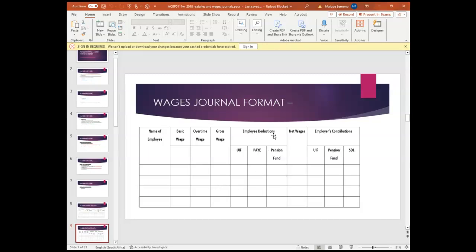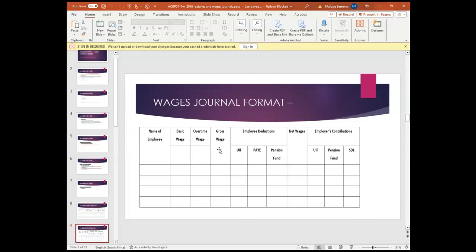But the employee deductions and the employer contributions are the same as those of the salaries. We treat them the same. And how do I get the net wage? Obviously, I'll take my gross wage minus the deductions and I'll get the net wage. Does that make sense? Yes, sir. So these are the two formats which you need to know.